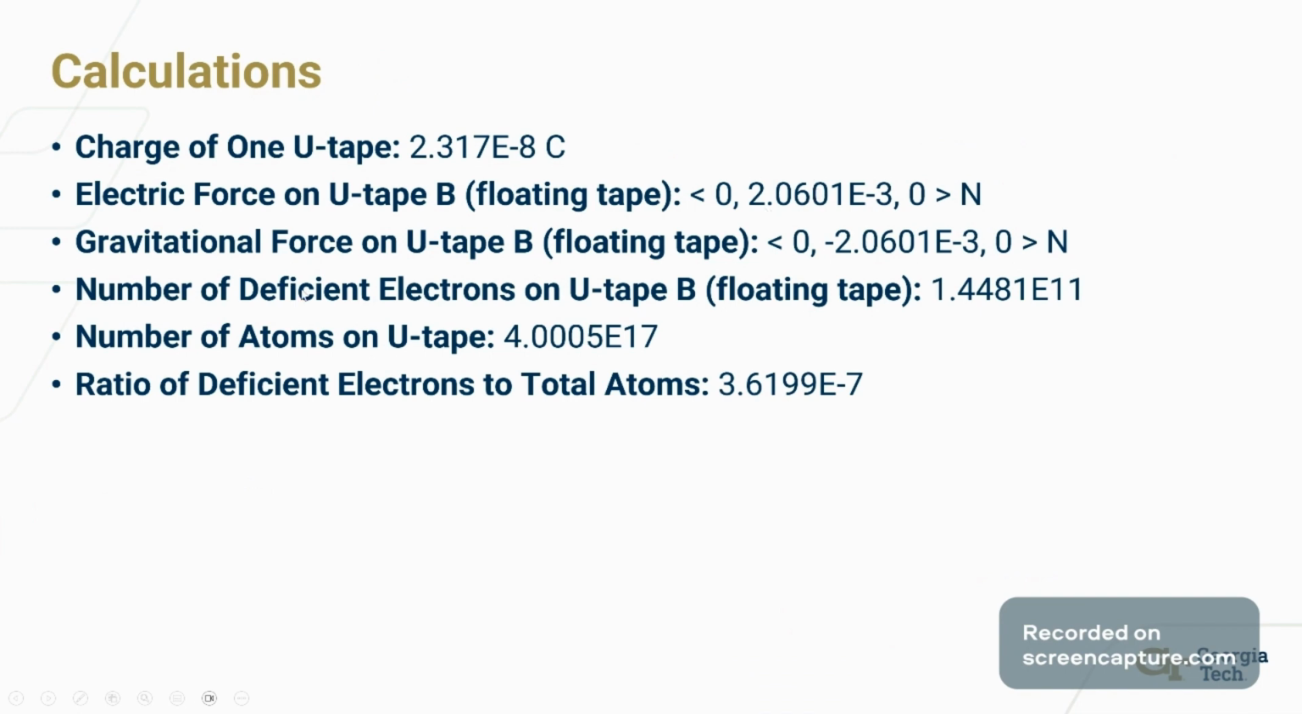And then the number of deficient electrons is basically the charge of the tape, 2.3 times 10 to the negative 8th, divided by the magnitude of an electron's charge. So we get about 1.45 times 10 to the 11th deficient electrons on U-tape B. And then the number of atoms on the U-tapes is about 4 times 10 to the 17th, which came from dividing the surface area of the tape by the surface area of an atom. Then we can find the ratio between these two numbers.